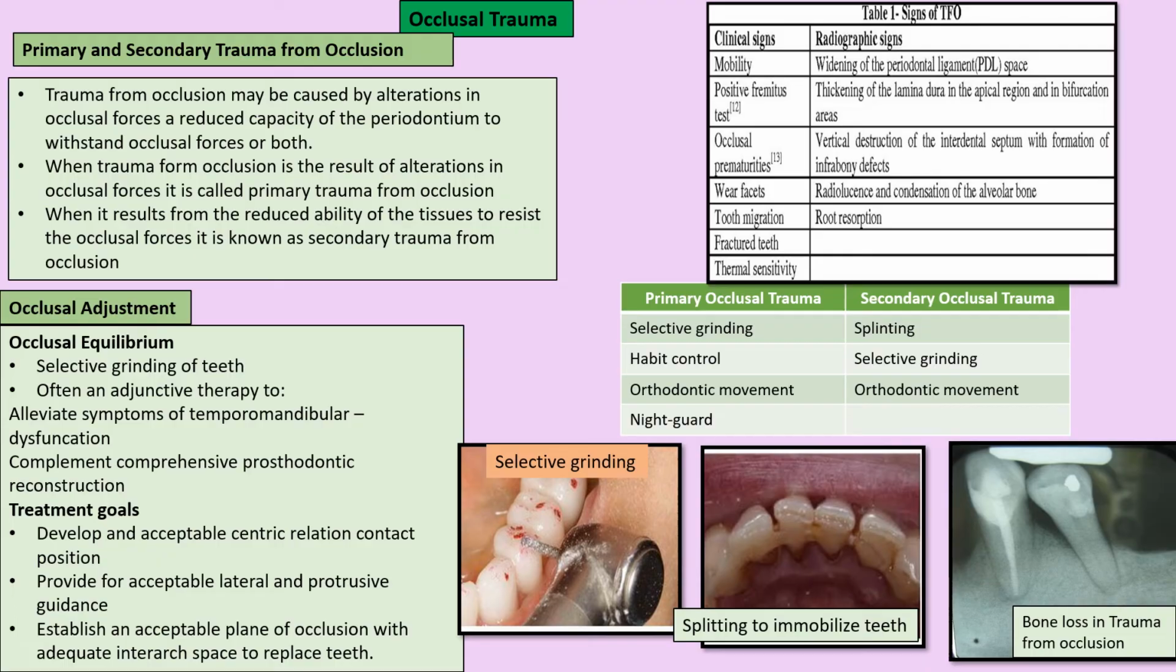Now the occlusal trauma: primary and secondary occlusal trauma. Primary occlusal trauma is due to bruxism or traumatic occlusion, while secondary occlusal trauma is when the occlusion is not traumatic but your periodontium is diseased due to, let's say, uncontrolled diabetes. So to reduce the occlusal trauma, we can do selective grinding or occlusal equilibration to have more acceptable centric occlusion contact, acceptable lateral and protrusive guidance, so that all the forces are borne by the long axis of the tooth. We can see the signs of trauma from occlusion too that are given nicely here.